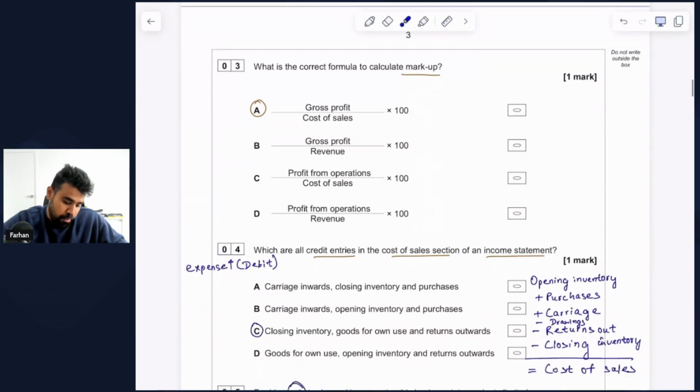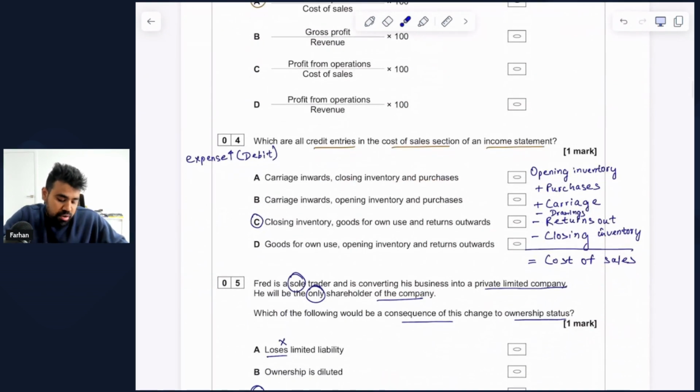So question number 4, which are all the credit entries in the cost of sales section of an income statement? All right. Now, I need you to understand something here.